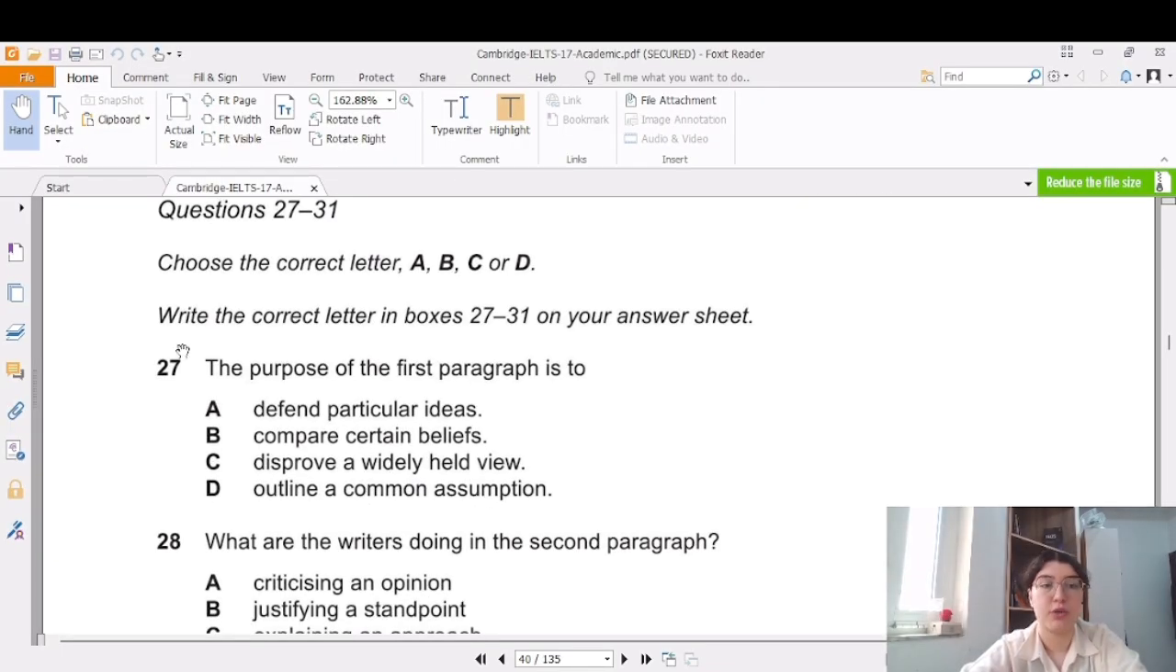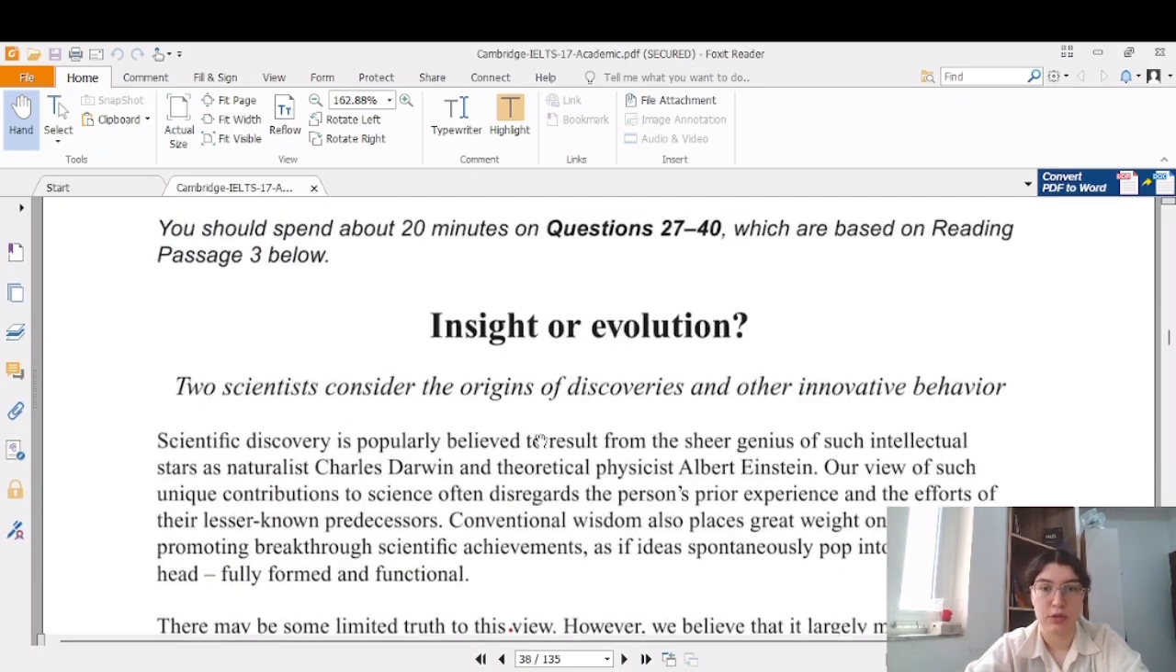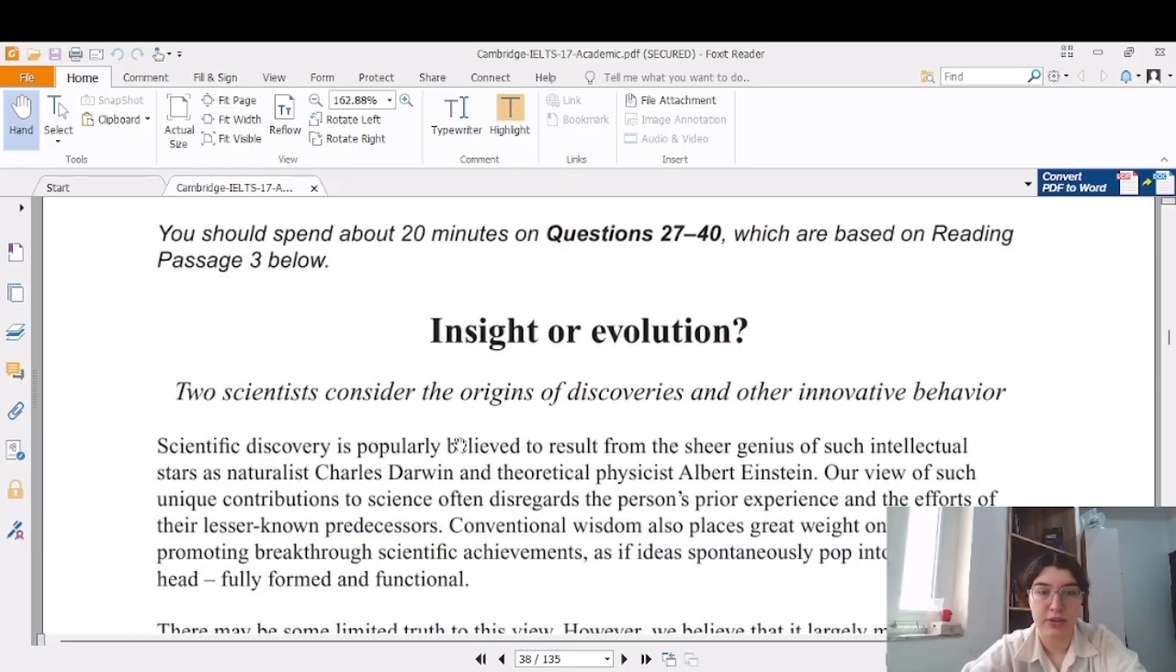Okay, the first question, number 27, is about the first paragraph that we just read. It says the purpose of the first paragraph is to defend a particular idea, compare certain beliefs, disprove a widely held view, and outline a common assumption. So let's go back to that again and see which option would actually be suitable for this one. It's basically saying that there is this popular belief. It is popularly believed that scientific discovery is actually the result of sheer genius. Like the people who discover something scientifically, they're only geniuses, and the ideas spontaneously, like out of nowhere, popped into their mind. They came up with these ideas without doing any experiments, without any trial and error.